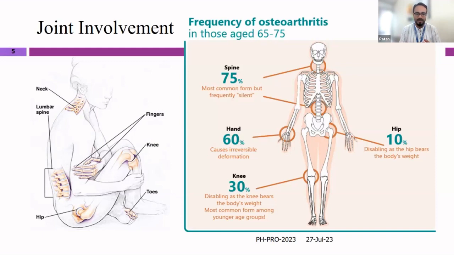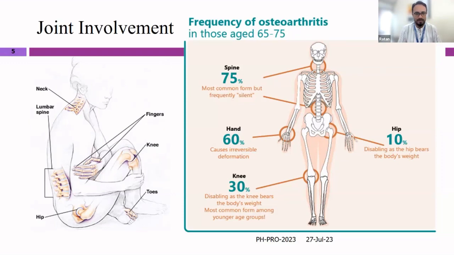It affects the fingers and the wrist area. It affects the hip joint, knee joint, and toes also. Okay. If I have to tell the percentage of this frequency, then the spine accounts for a larger number, 75%. But most of the time they used to be silent. They are silent in the sense that only when it becomes delayed do they come into diagnosis.